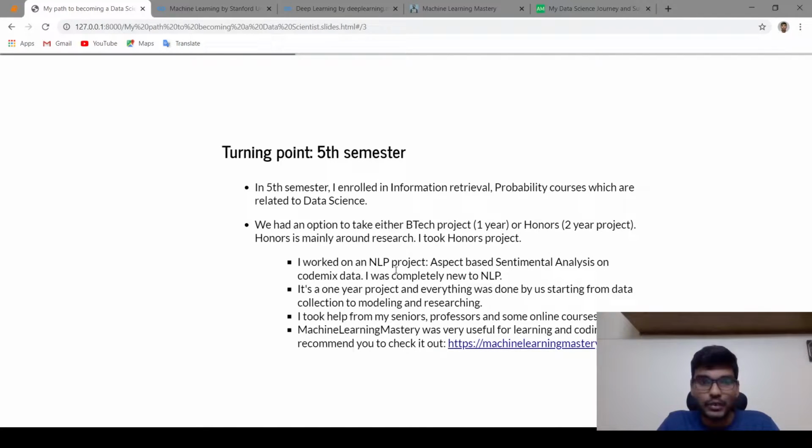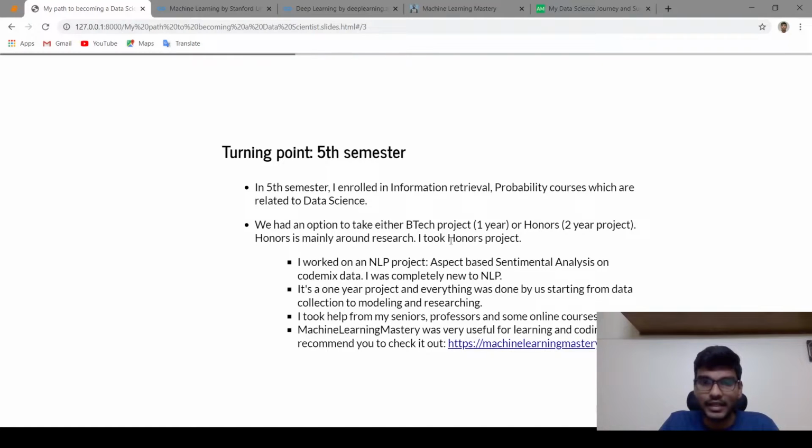And my turning point was in fifth semester. In fifth semester, I enrolled in information retrieval and probability courses, which are related to data science. At the same time, we also had the option to take either a BTech project or an honors project. A BTech project is a 1-year project and an honors project is a 2-year project. It can be research and also the development of a product. It depends on the student's interest and the faculty's interest.